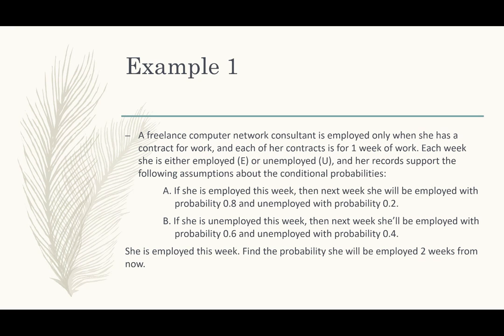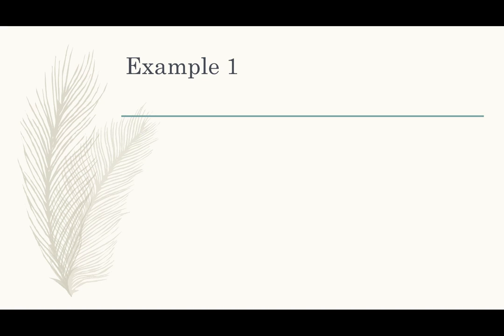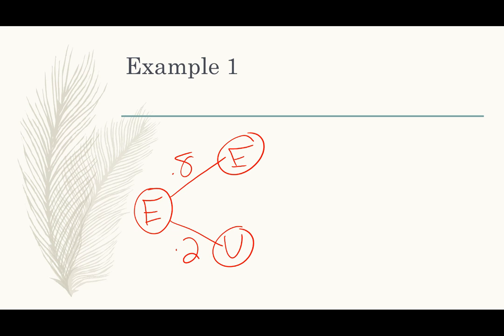But let's start with the tree diagram, because the first question asked is, she's employed this week. Find the probability she will be employed 2 weeks from now. So a tree diagram is simple enough because we only have to look 2 weeks in the future. Let's make a quick tree diagram to see what's going on. The problem says that she is employed this week, so we know that. The probability that she is employed next week is 0.8, and the probability of her being unemployed next week is 0.2. This is 1 week into the future, and then this will be 2 weeks.